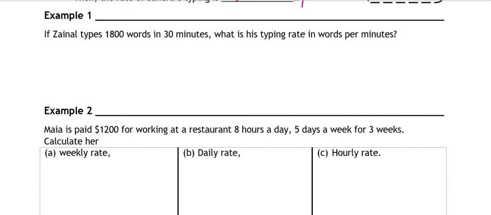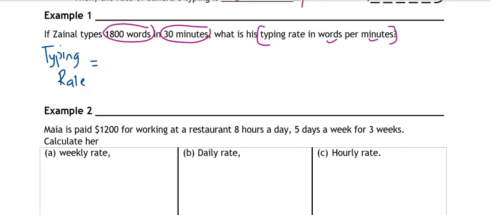So example number 1 here, if Zainal types 1,800 words in 30 minutes, what is his typing rate in words per minute? So here you are already given a clue about the rate that you're going to use. So what you're going to do is typing rate. It's going to be words per minute, so 1,800 words, right, per 30 minutes.